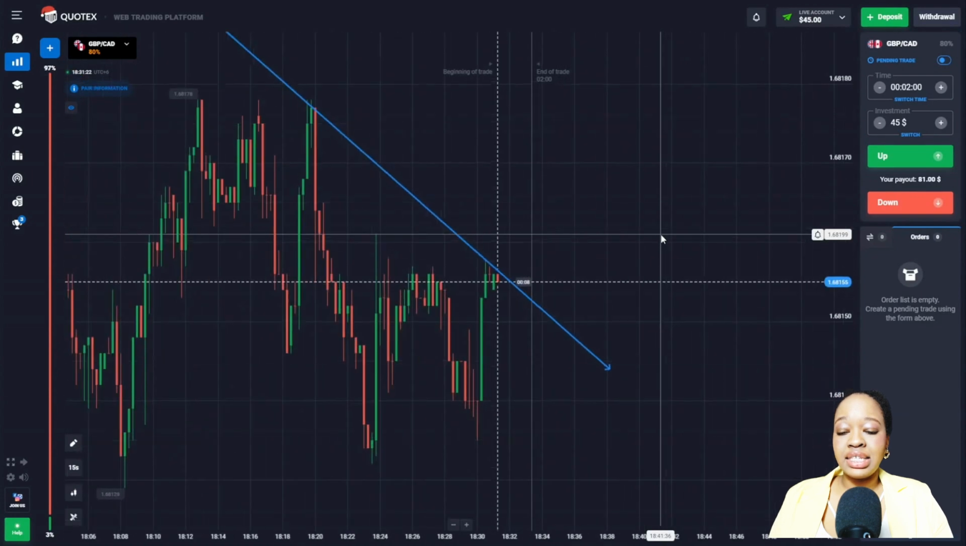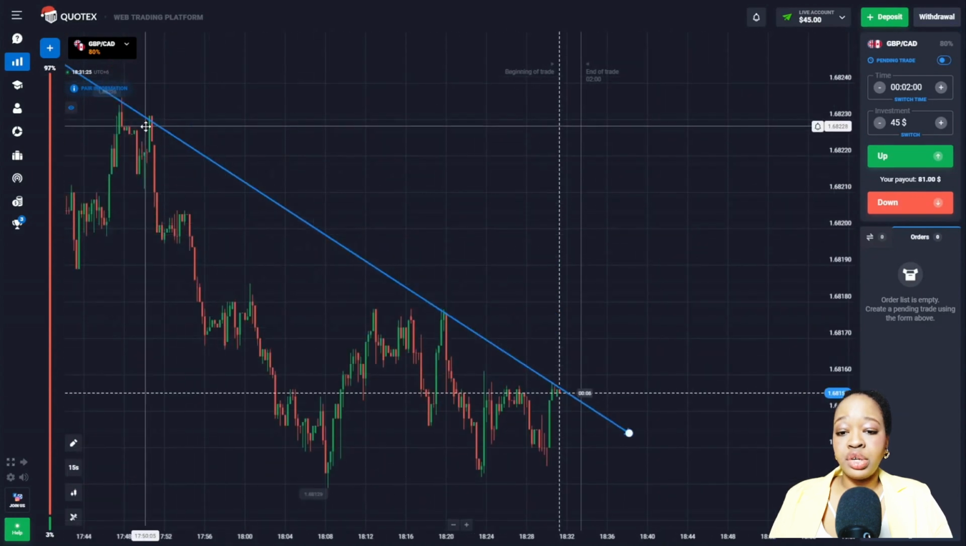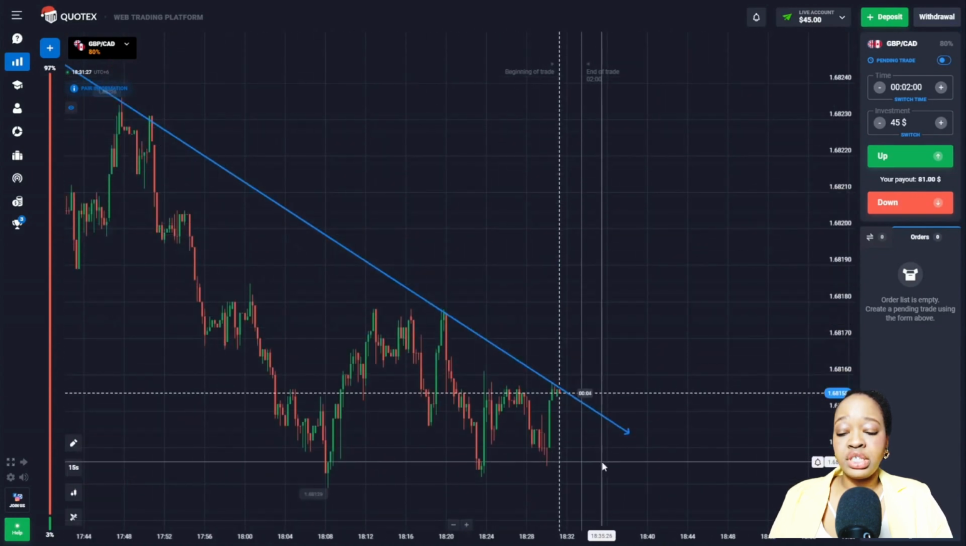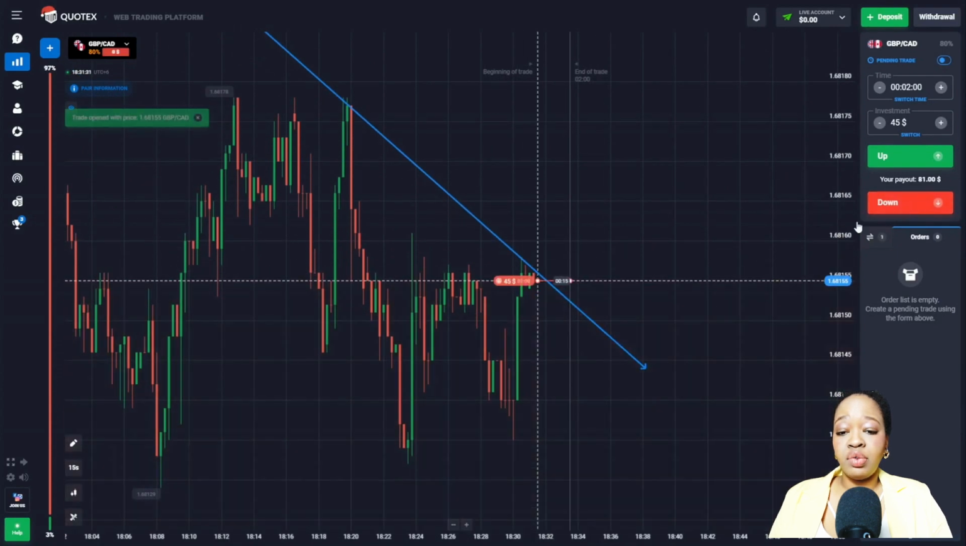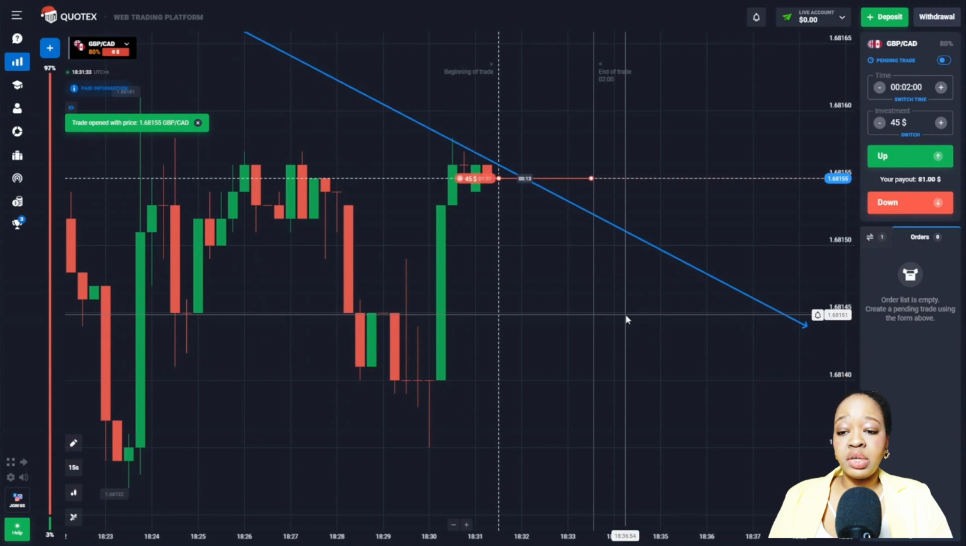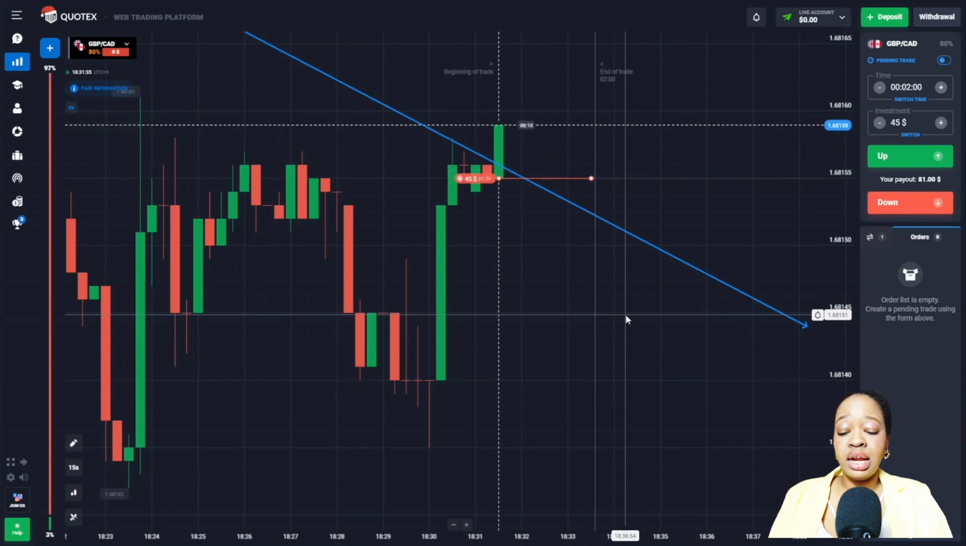So let me find my first entry point for today. Here I can see that the chart is moving along a downtrend line. I can see a full-fledged touch with the line that just occurred. So here I'm going to open a trade down for 2 minutes because I'm expecting a rebound from the trend line and an impulsive price decline after touching this line. So let me wait and see the results.